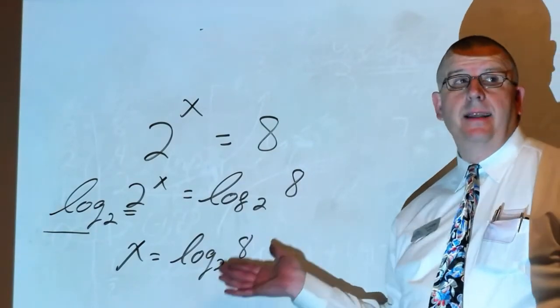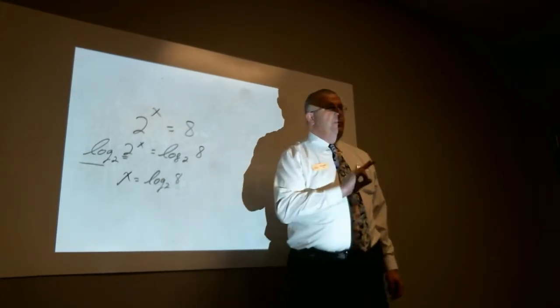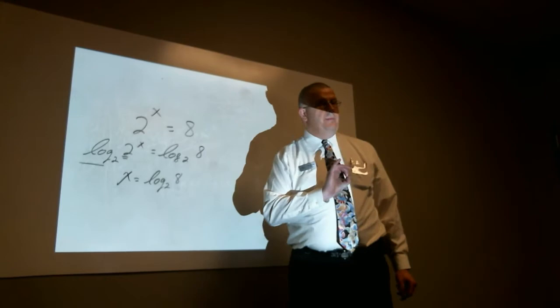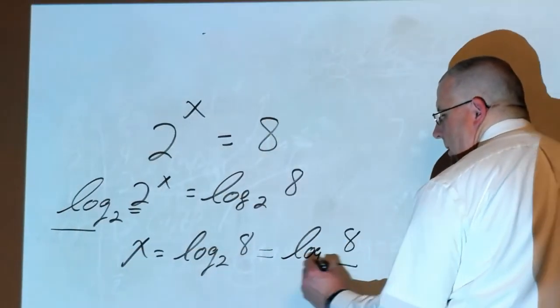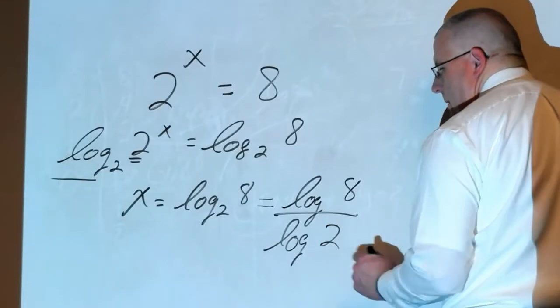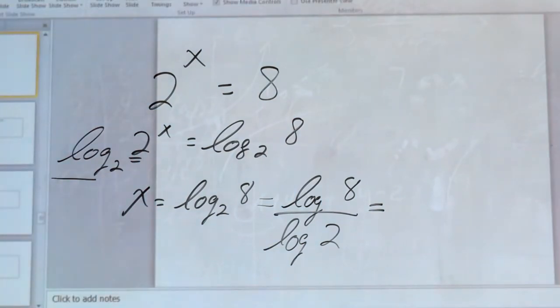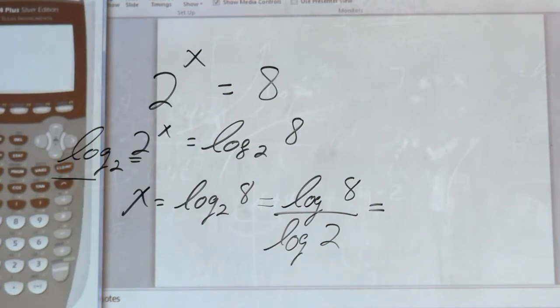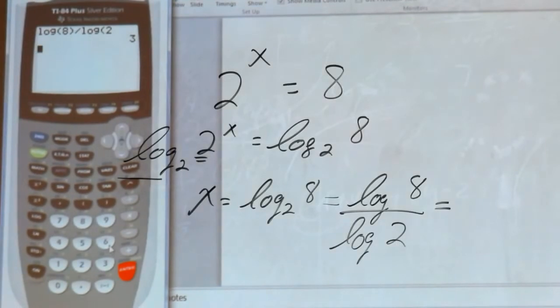Well, we can make the calculator give us the right answer. The calculator only understands base 10, so we have to use the change of base formula. The change of base formula on the calculator looks like this: log 8 divided by log 2. This will always give us the answer. Log 8, close parentheses, divided by log 2 is 3. Yay, we knew it was 3.